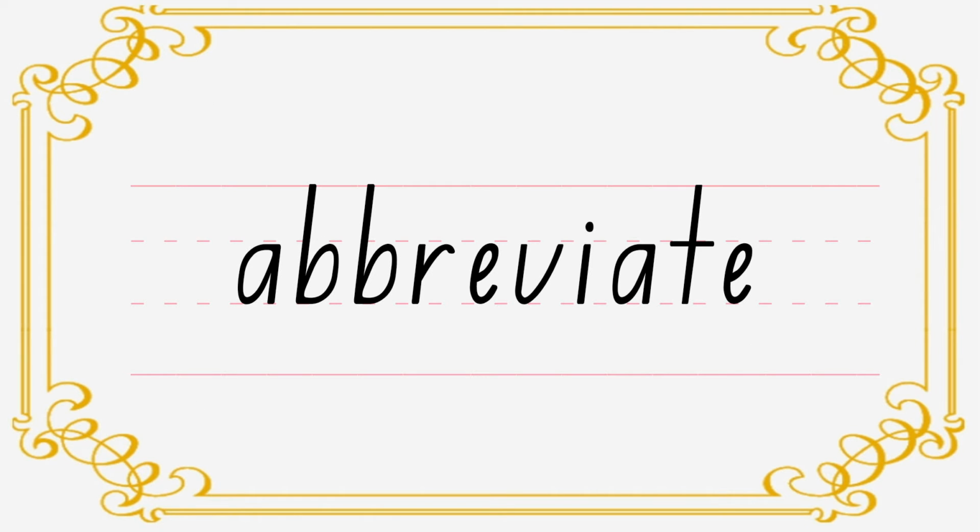The thing to remember about the spelling here is the double B. The rest should be easy to sound out. AB for ab, BREV for breathe, then ending with IATE for the eate ending. ABBREVIATE spells abbreviate.